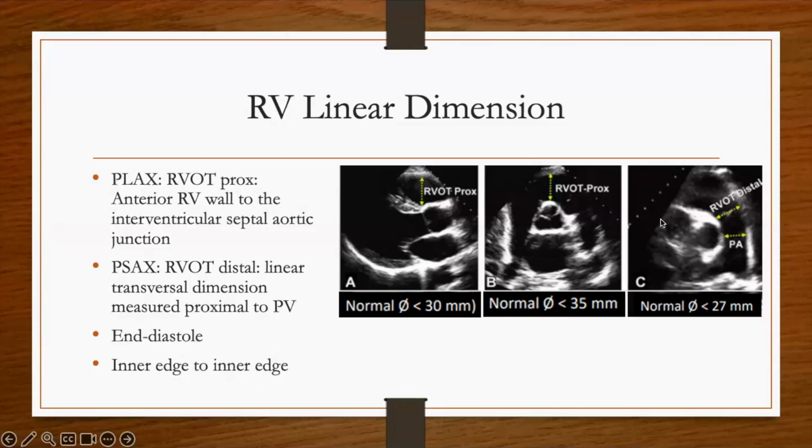In the RV outflow tract, the distal measurement is in the parasternal short axis, and it's measured just proximal to the pulmonary valve. So it is somewhat dependent on seeing where the pulmonary valve is to be able to find that landmark.